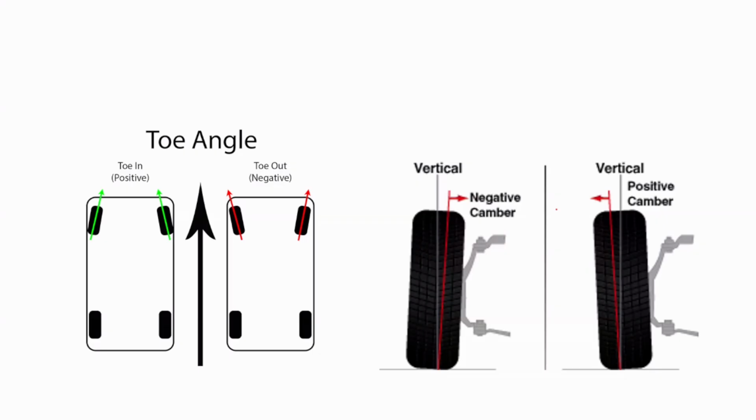Here you can see two different cases. In the first one, toe angle, and in the first image, toe in, or we call it positive toe angle, right? So both of our front tires, the steering tires, are heading towards the center. Here you can see that angle. So both wheels are not parallel.